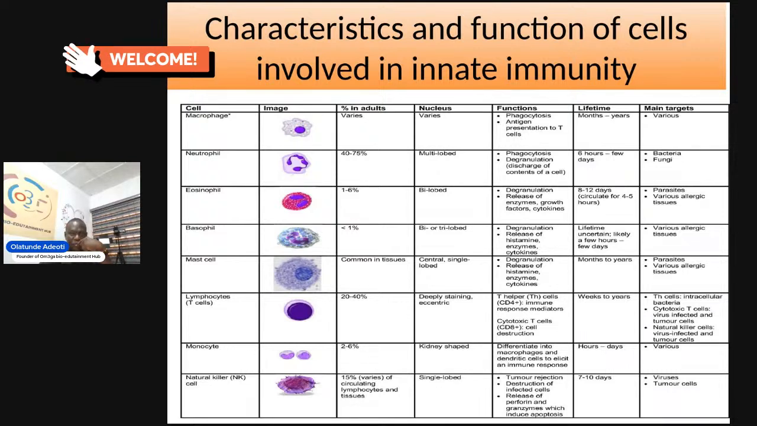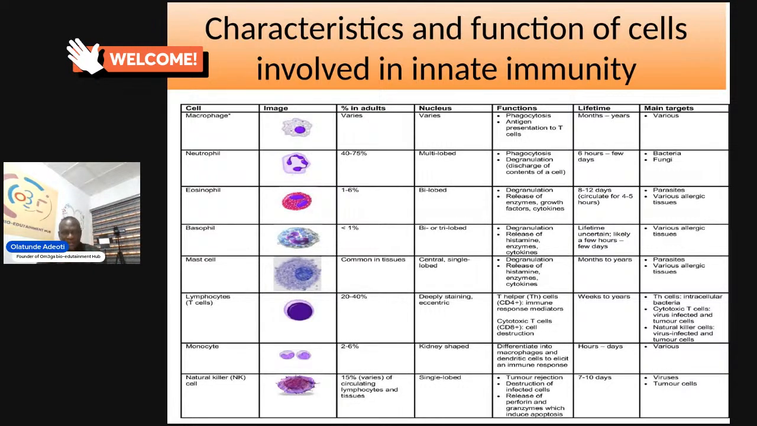The fourth one is basophils, and it is less than 1%, and it is bi or trilobed, and it also functions in degranulation, release of histamine, some enzymes and certain cytokines. And in terms of the lifespan, it is uncertain, and it is likely to last for a few hours to a few days, and it is also involved in various allergic conditions.